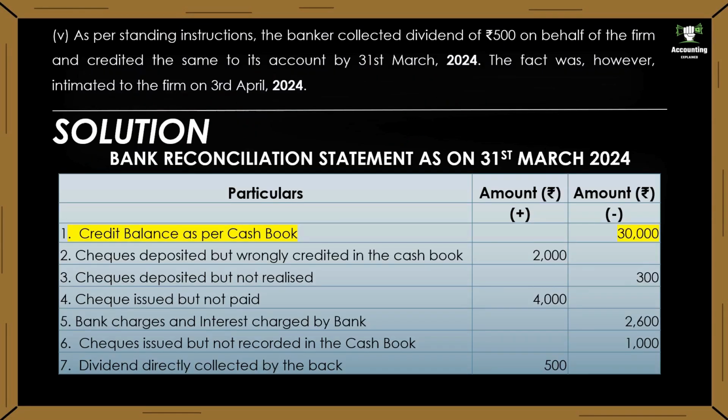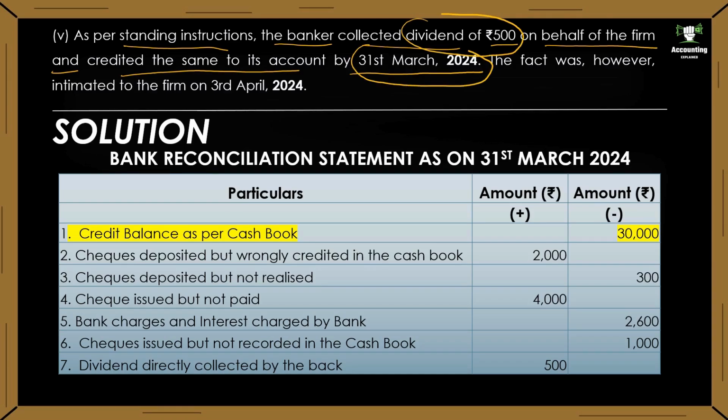Students, we have come to the last transaction. As per standing instructions, the banker collected dividend of rupees 500 on behalf of the firm and credited the same to its account by 31st March 2024. Usually, we give standing instructions to the bank for collection of repetitive payments or receipts, like dividend, which is one of the receipts. For payments, we can say rent, electricity charges, like repetitive expenses. The bankers are given the right to pay or collect on our behalf. So the banker has collected this dividend of 500 and recorded it on 31st March 2024.